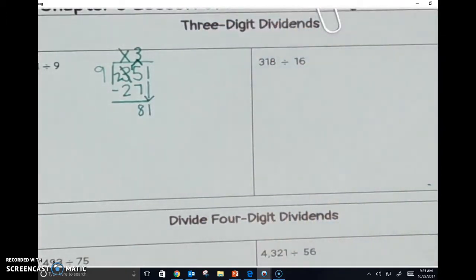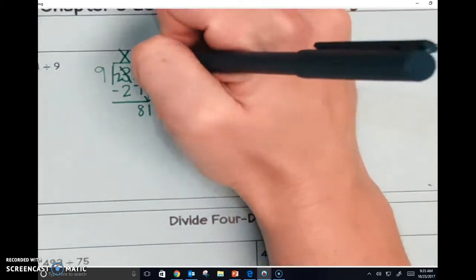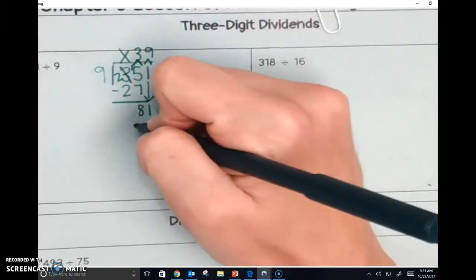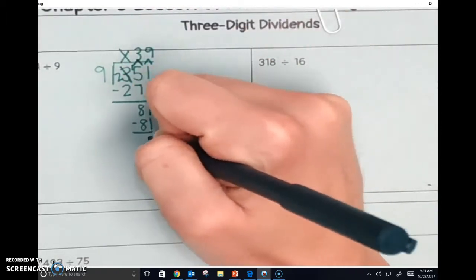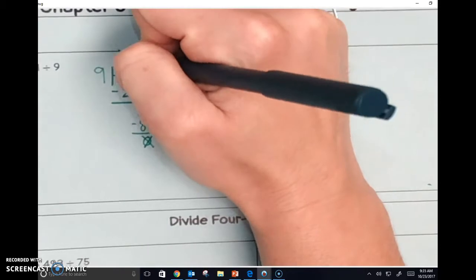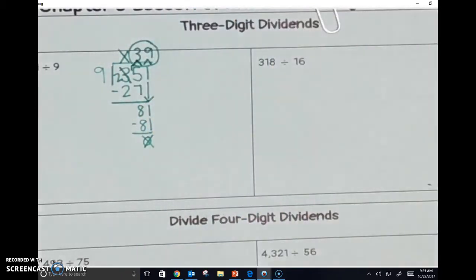And raise your hand if you know how many times 9 goes into 81. Alex? 9 times evenly, right? I like it when it goes in evenly. 39 is our answer. How many people think they could have managed that one on their own? Okay, good.